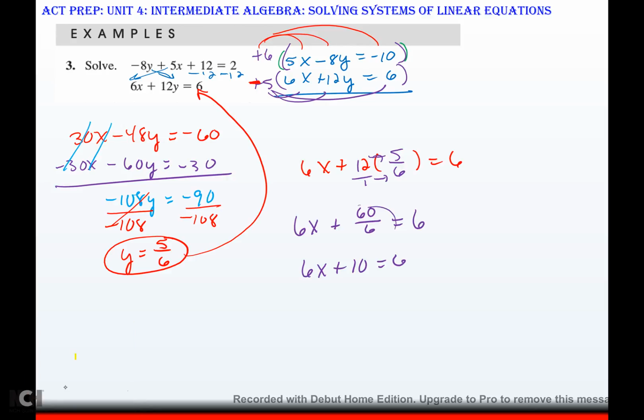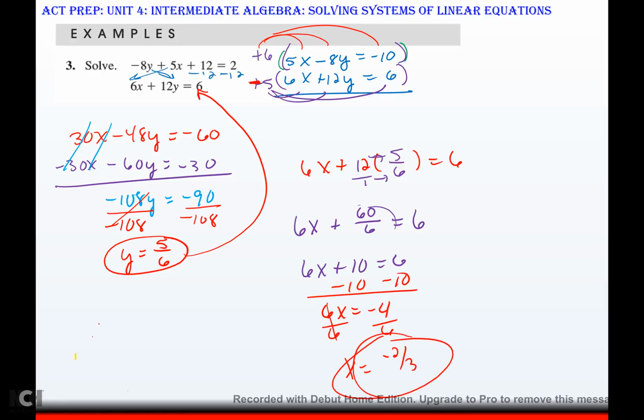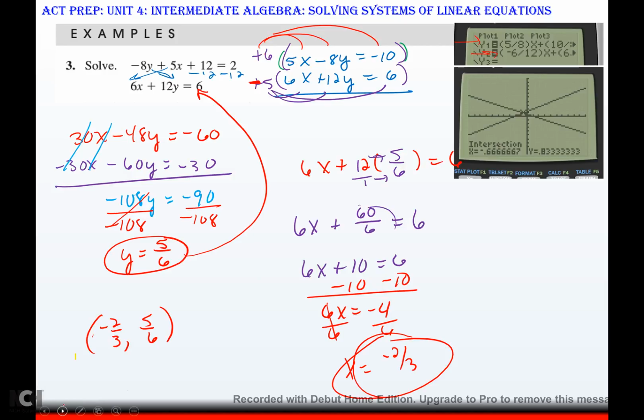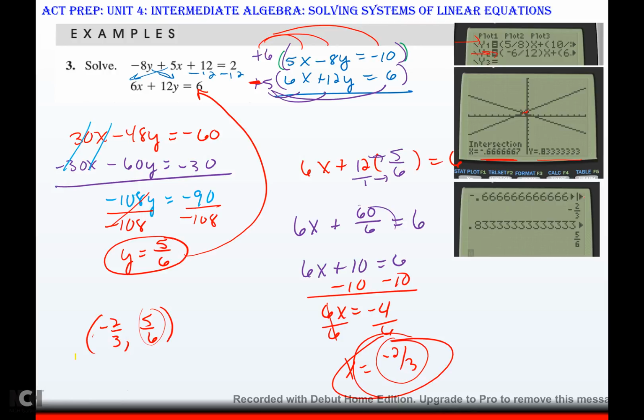And then to get x alone, I'm going to minus 10, minus 10. 6x equals negative 4. Divide by 6, divide by 6. If I reduce, I get x equals negative 2/3, which makes my solution negative 2/3, comma, 5/6. Again, if you did all the work to get y alone, those are what your equations would look like. And then set a graph, and you can see my intersection point at negative 0.6 repeating, which is your negative 2/3, and 0.83 repeating, which is your 5/6. And I proved that by typing in 0.66666 math enter, and 0.83 repeating math enter.